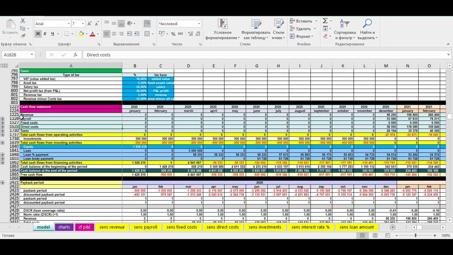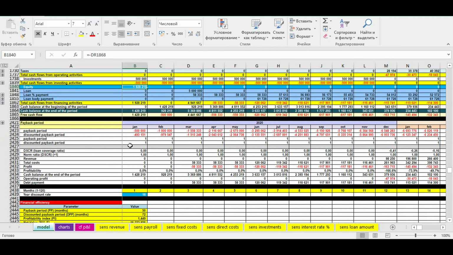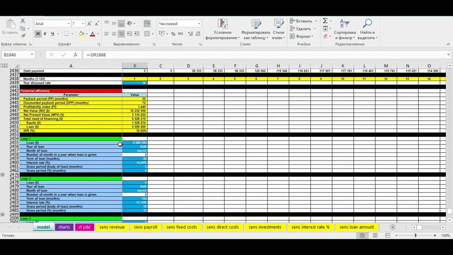What valuable information can you get from this table? First, you can see the total revenue, direct and fixed costs, payroll, and taxes. Second, you can see your monthly profit and cumulative cash balance. Third, one of the main things you'll see from cash flow is the total amount of money you need to start the business. If you see that total financing is bigger than the amount of money you have, you can add loan parameters. Amount of loan, month and year you get it, loan term in months, interest rate, and grace period for interest and body payment of the loan.